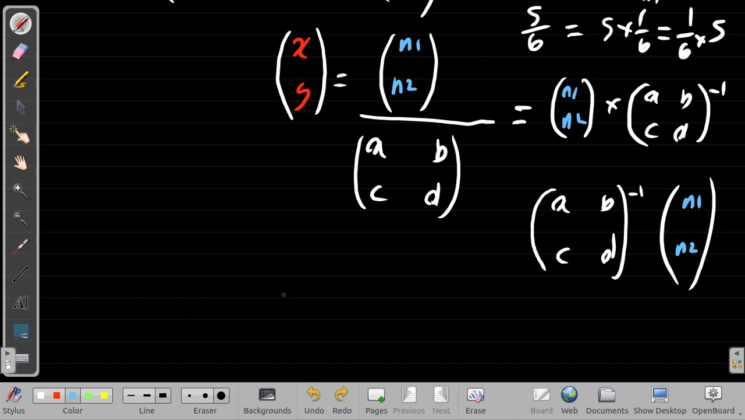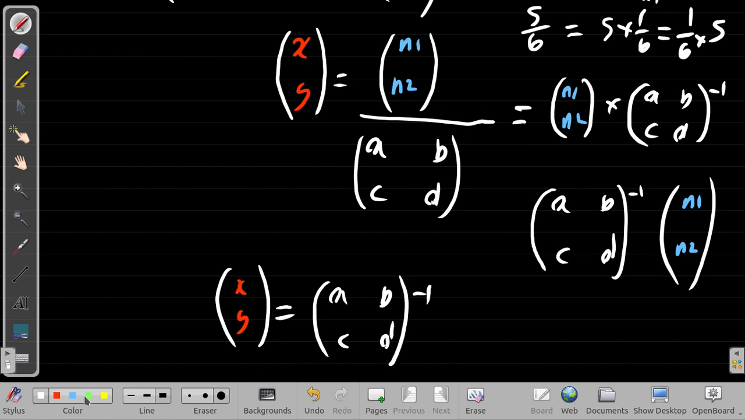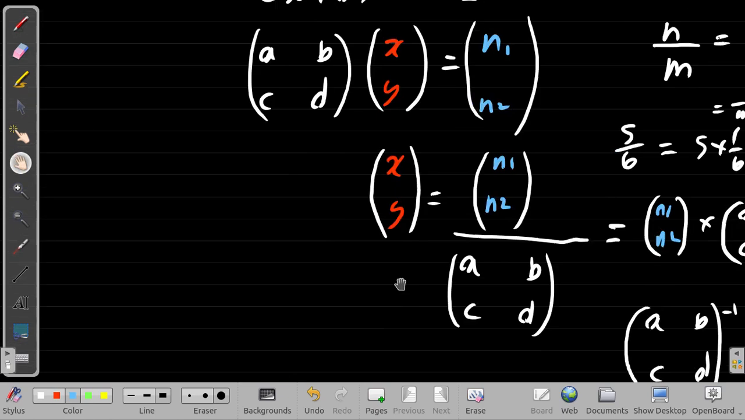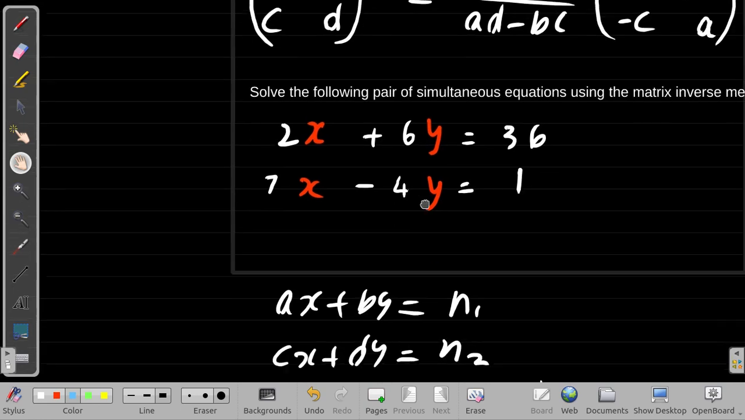So basically, what you have is that the matrix x, y is going to be equal to a, b, c, d inverse times n1, n2. So you see that? Now, we can apply this.